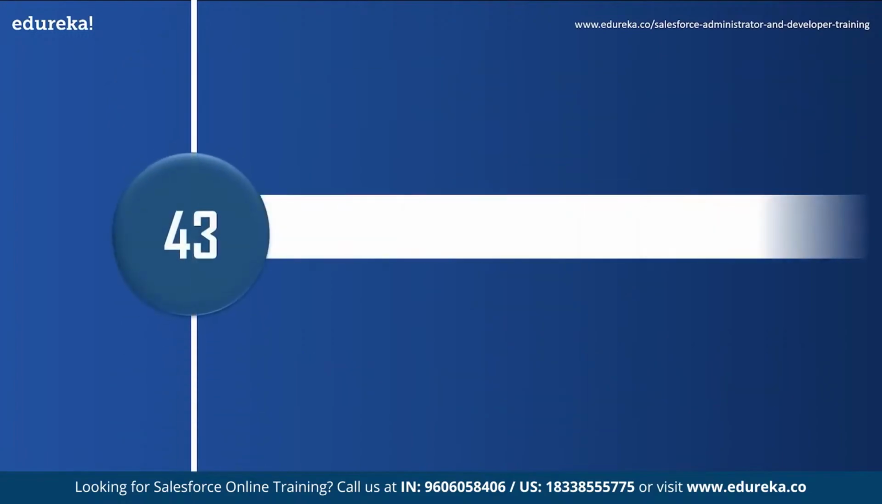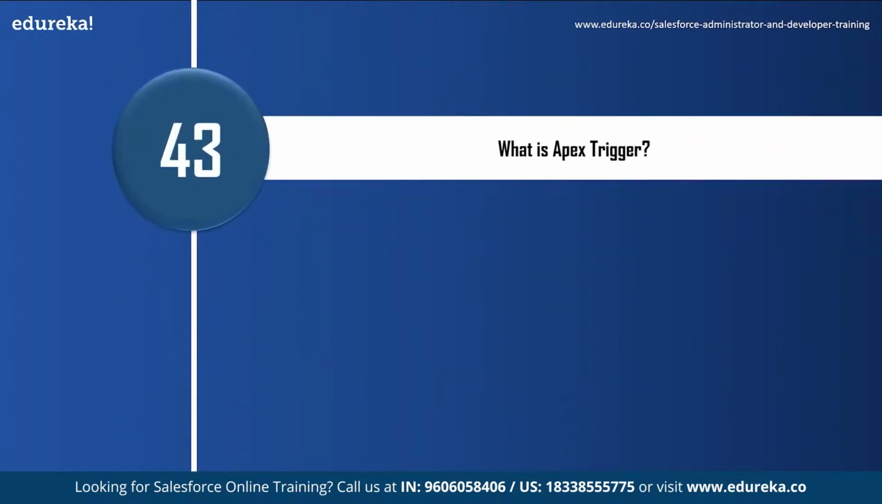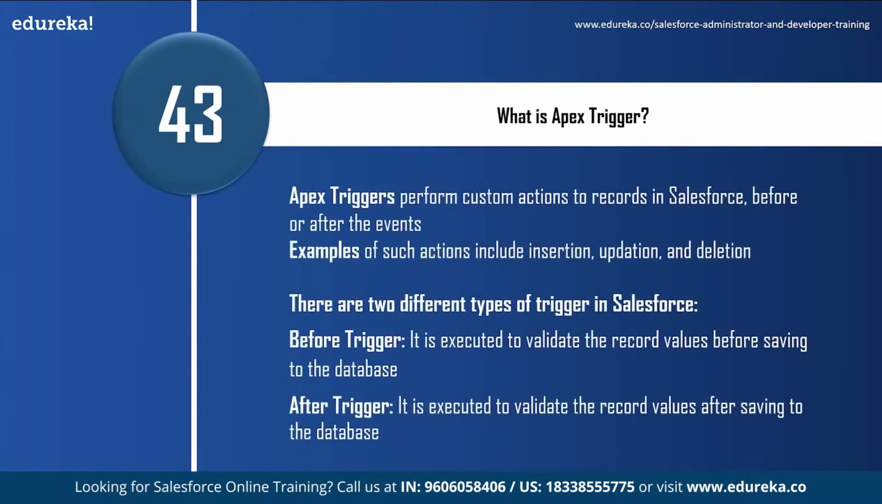Moving on to the next question, what is an Apex trigger? An Apex trigger performs custom actions on records in Salesforce before or after events. Examples of such actions include insertion, updating, or deletion of records in Salesforce. Triggers help in performing operations that are subject to specific conditions, such as modifying related records or restricting certain operations. Triggers can be used for anything you do in Apex, executing SOQL or data manipulation language, or even calling custom Apex methods.